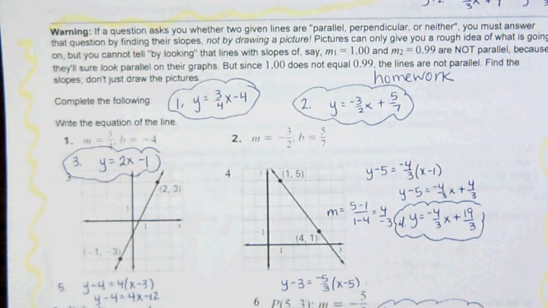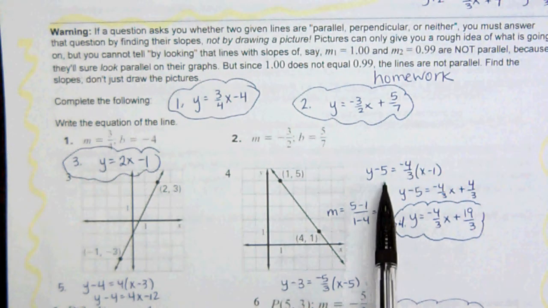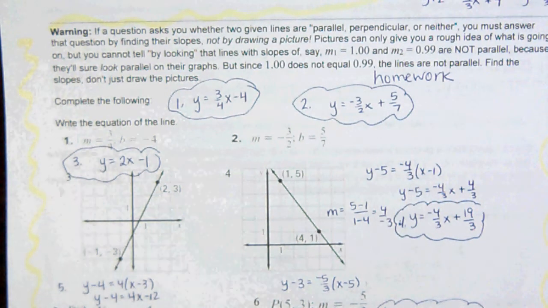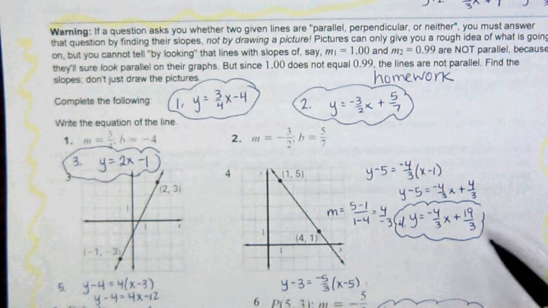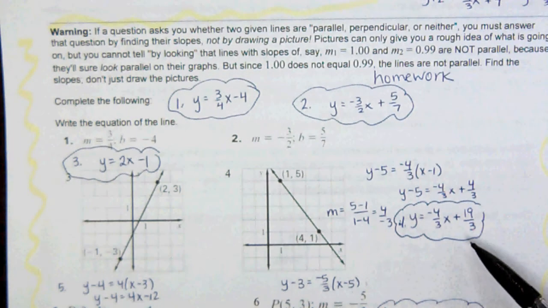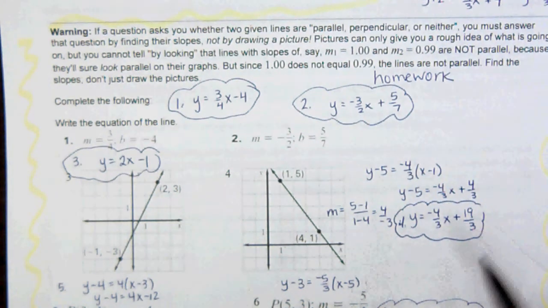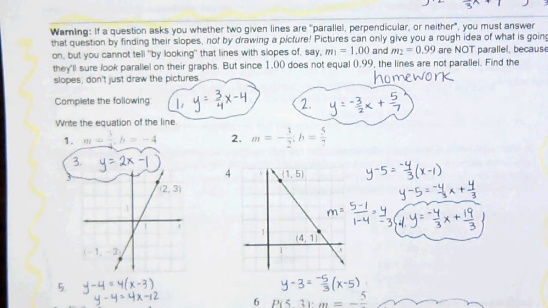Now this is where point-slope form can be helpful. If I choose to use the point (1, 5), I can go y minus 5 equals my slope times the quantity x minus 1. Use the distributive property, add 5 to both sides of the equation, and we can get that our line is y equals -4/3 x plus 19/3, 6 1/3. I would have had to guess, and I don't want to guess, that my y-intercept was 19/3.